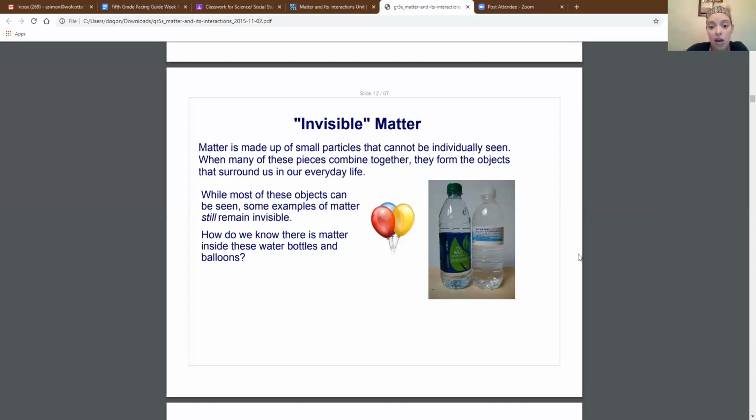Same with these water bottles, okay? When they're empty inside, they don't just fall in on themselves. Air is holding them together, okay? So even though we don't see air, air is still an example of matter. It's invisible, but it's still matter. So go ahead and write that down, okay? Invisible matter.